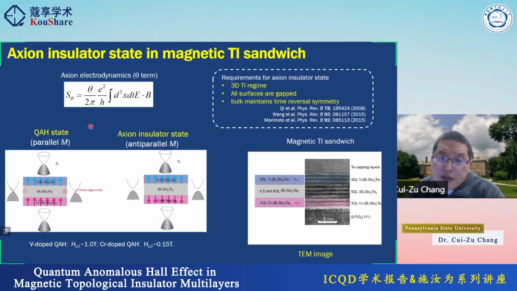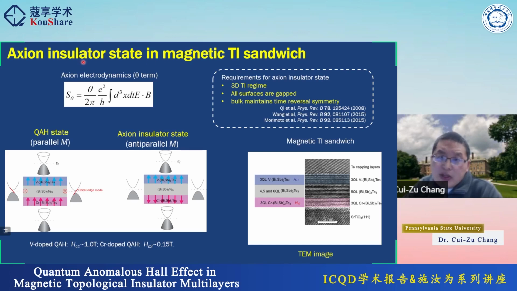So in 2017, I joined Penn State, and the first project we tackled was the realization of the axion insulator state in magnetic TI sandwich heterostructures. Axion is a definition from particle physics, just like most of the definitions in condensed matter physics. For example, the Majorana fermion is like this; most of them are from particle physics. For the axion, this definition was first hypothesized by Frank Wilczek, the Nobel laureate. And the axion in particle physics is as yet unobserved.